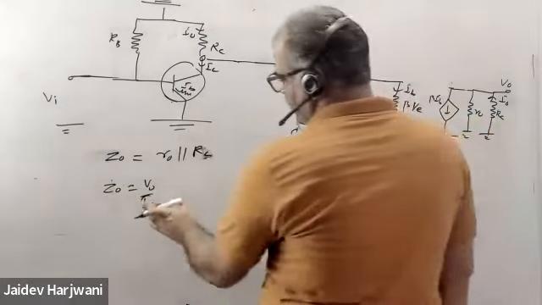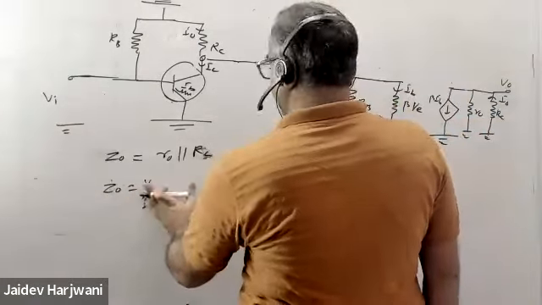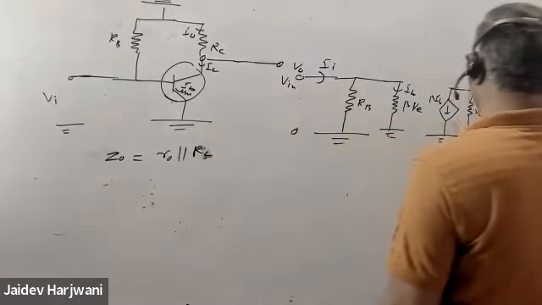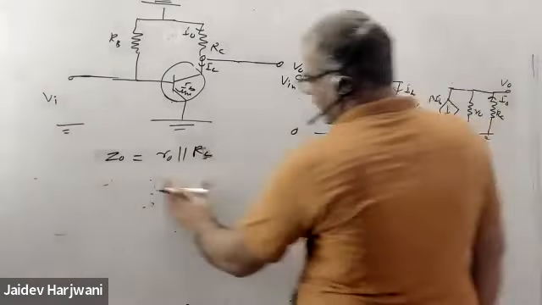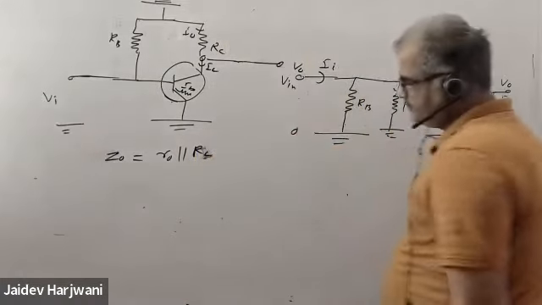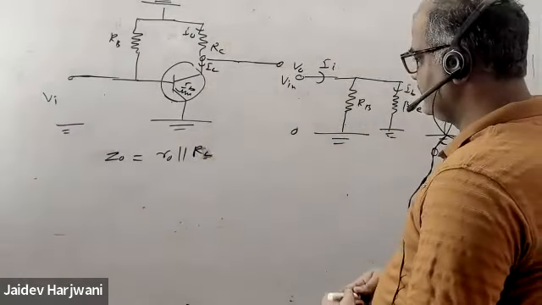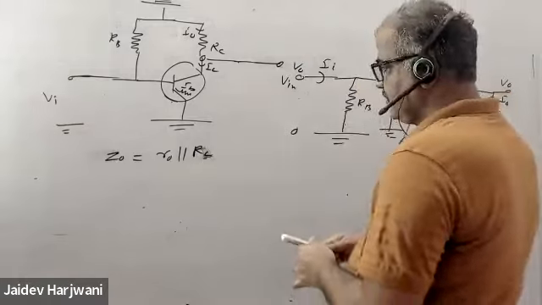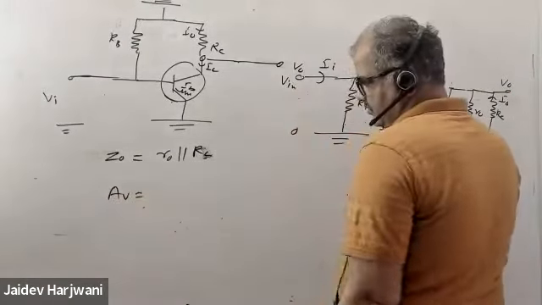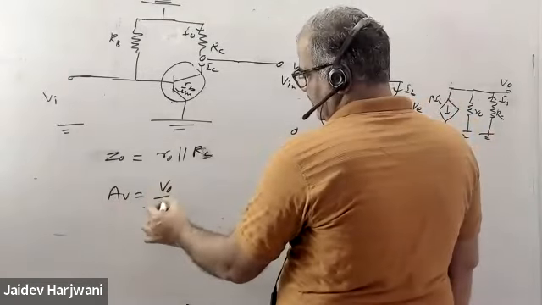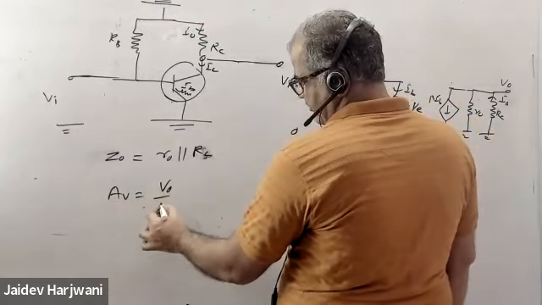Now I naught will be zero at this time, because once you make this open, this is zero, so you have to calculate like this only. Okay, so this is R naught parallel RC. Now the next parameter was your voltage gain AV. Voltage gain AV is nothing but V output upon V input.